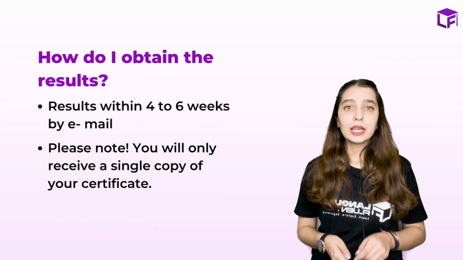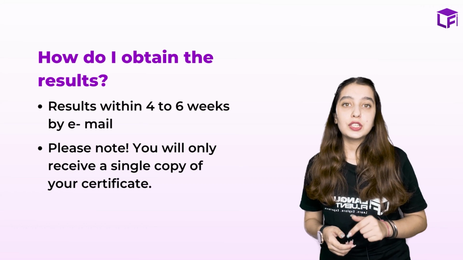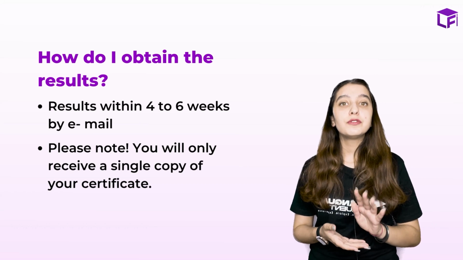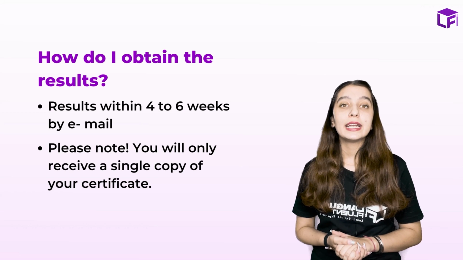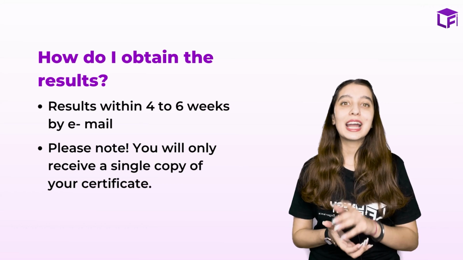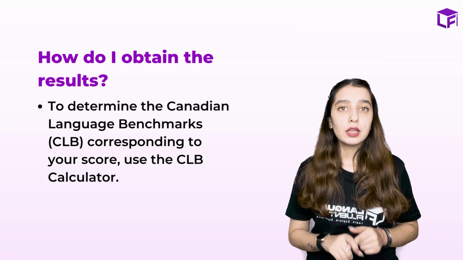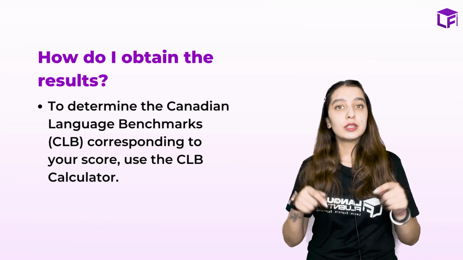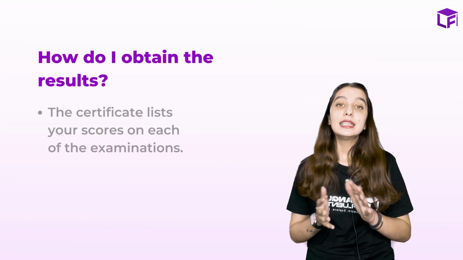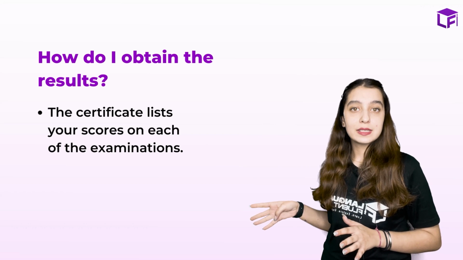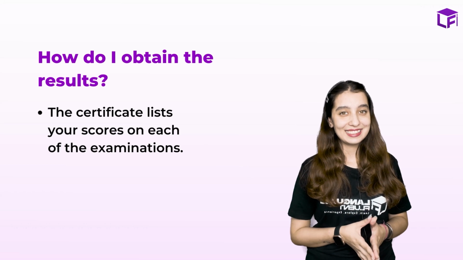Now you might be wondering, how would you obtain your test results? So just remember, when you have given your exam, within 4 to 6 weeks, you will be receiving it by email. But please remember, you will be getting just a single copy of your certificate. Kindly preserve it well. Further, if you want to determine your CLB level corresponding to your score, kindly go to the description below and check the CLB calculator link. You can calculate your result there. In the certificate, you will be having all the 4 results of listening, reading, writing and speaking. So you can calculate it accordingly.